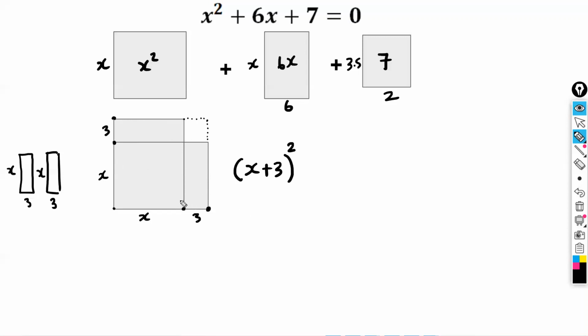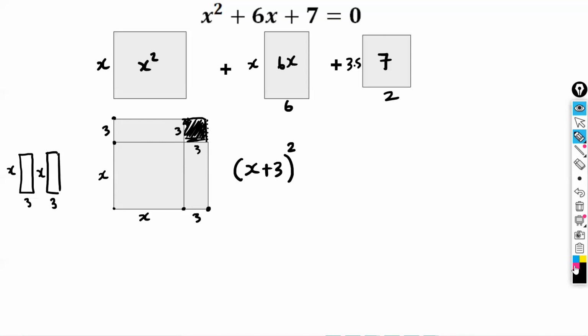However, in reality, I want the area of the shaded region. So I want the area of everything that's shaded in grey. So I must subtract the area of this square that I have created here, and I've now shaded in black. So the area of the square, well, the width of this square is going to be 3, and the height of this square is going to be 3 as well. So the area of this square is going to be 9.